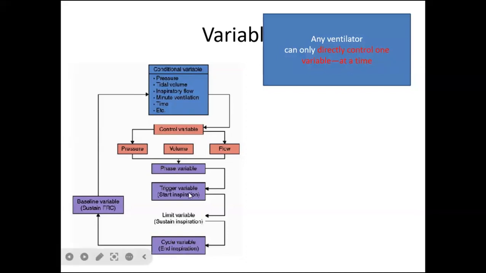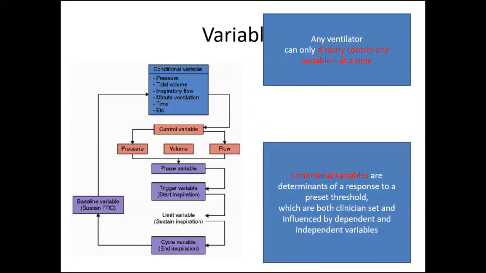So trigger variable is the variable which tells when to start inspiration. Limit variable is the maximum amount of flow or pressure you are going to attain during the inspiration. And cycle variable is the variable which tells you to stop inspiration and go to expiration. And you already know any ventilator can directly control only one variable at a time. It cannot control both variables, either pressure or flow. By controlling flow, it can control volume.